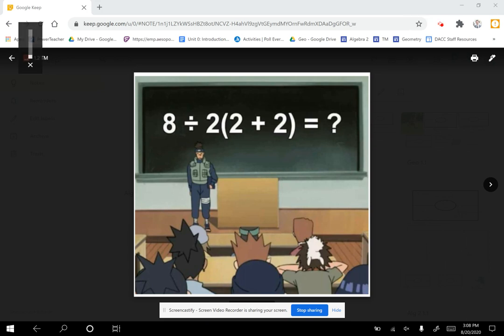Hello, everyone, and welcome. Today we're going to be looking at the order of operations. So our goal by the end of this lesson is to be able to know the order of operations and apply them correctly in multiple different scenarios.